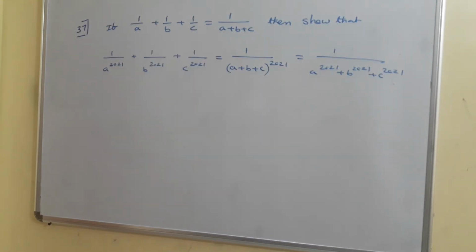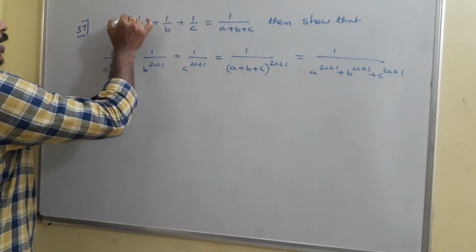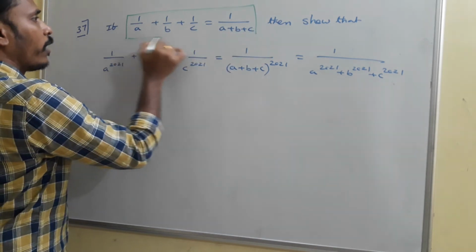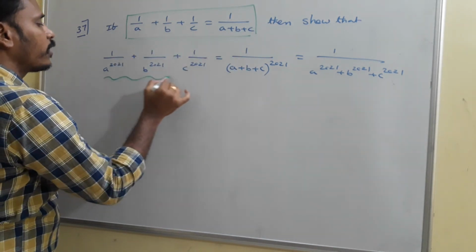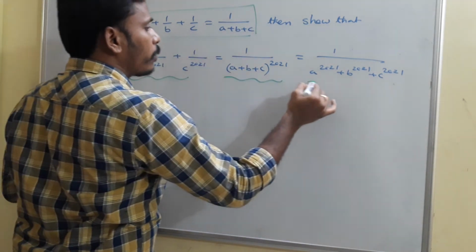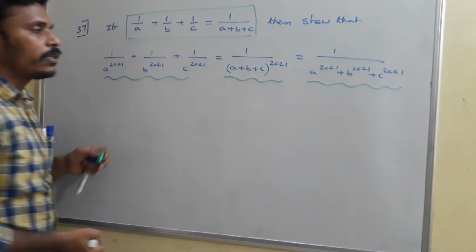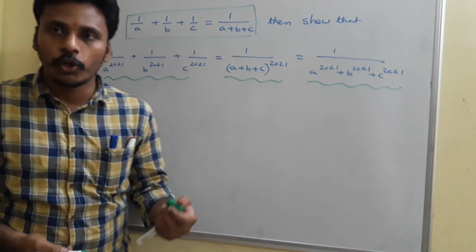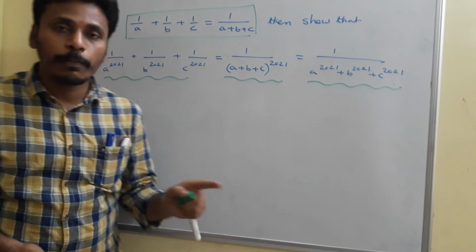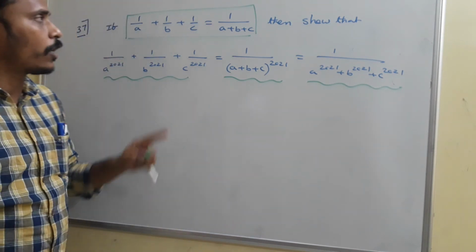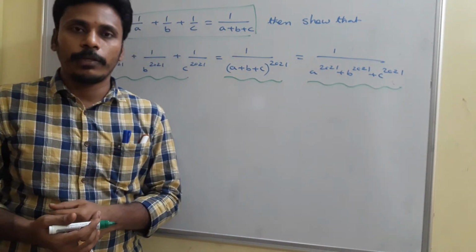Next 37. Some different logic of algebra. 1 by a plus 1 by b plus 1 by c is equal to 1 by a plus b plus c is given. If this statement is given, using this we need to show these three parts as equal: first part, second part and third part. These three are equal. That's what we need to show using 1 by a plus 1 by b plus 1 by c is equal to 1 by a plus b plus c.